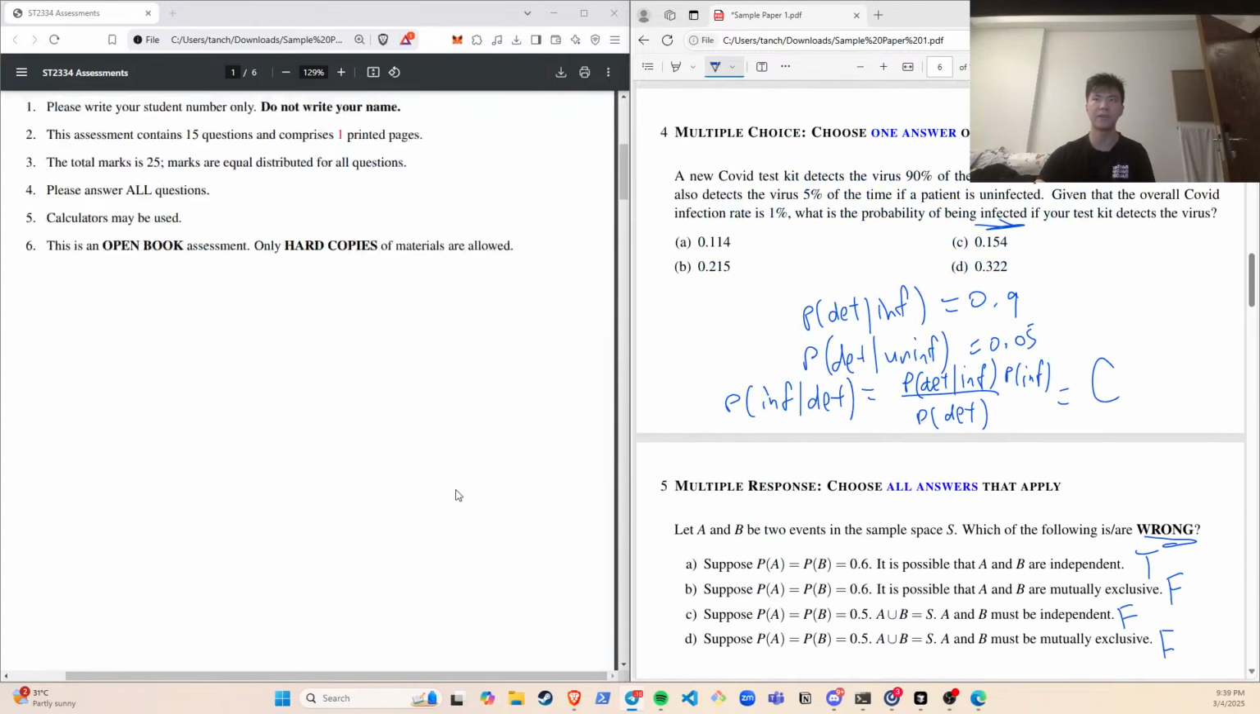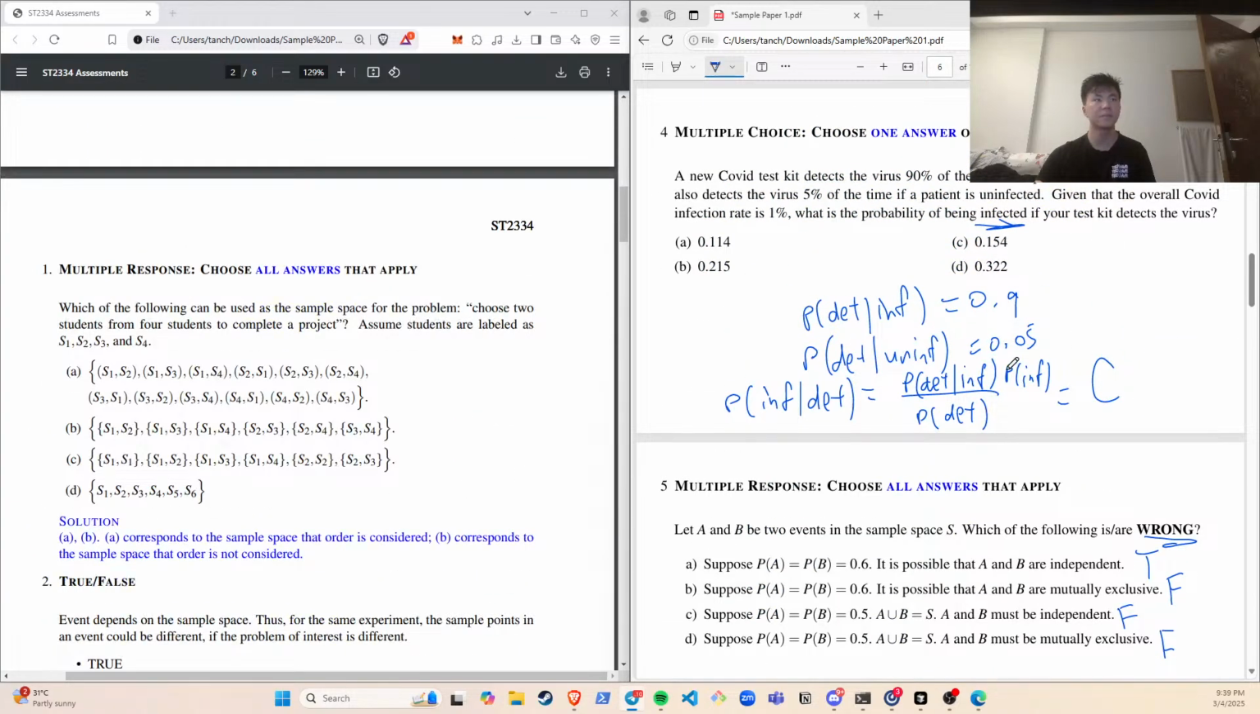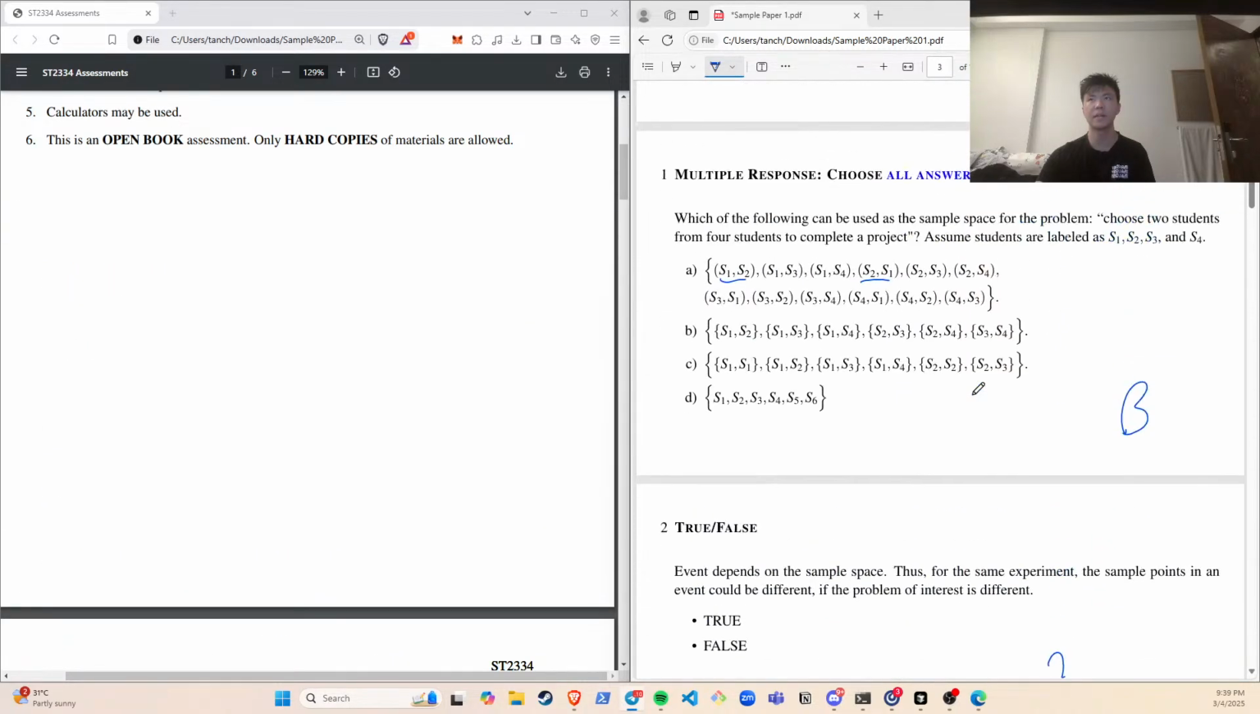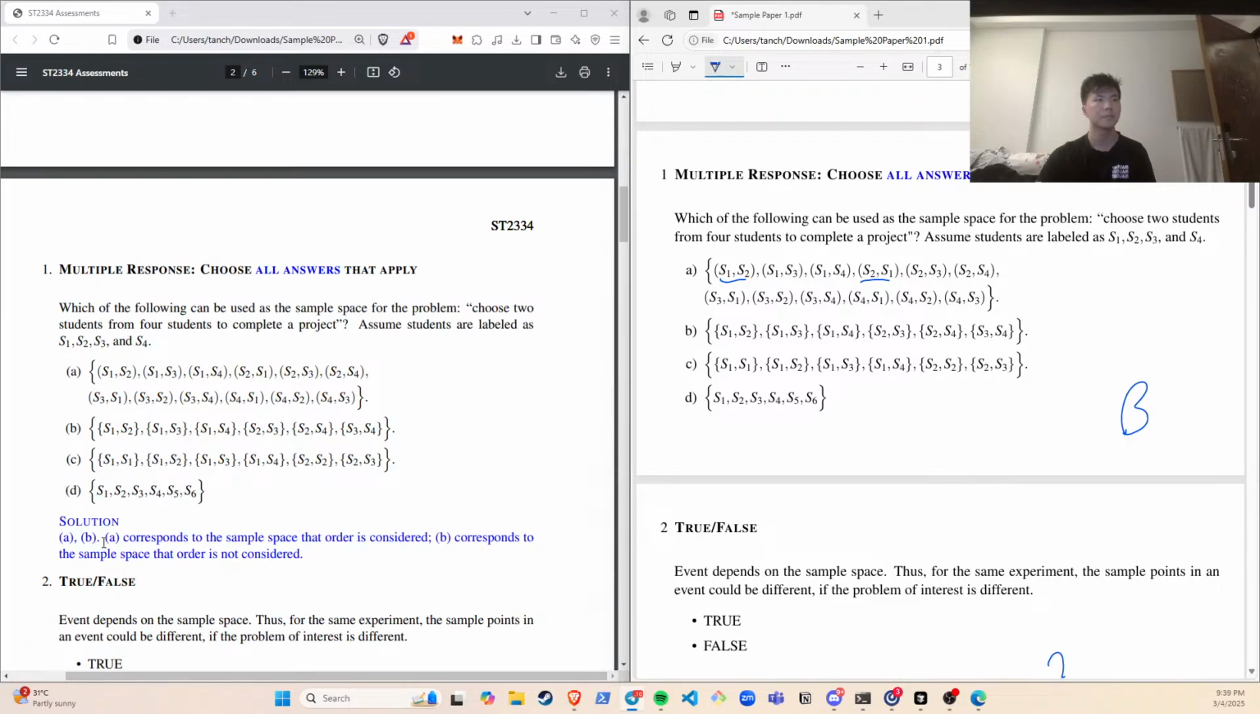Okay, so let's check the answers for 1, 2, 3, 4, 5. Oh wait, I'm supposed to choose all that apply. Let's see. A, B. A corresponds to the sample space as order is considered. Okay, so in this case, I actually need to allow for A also, right?